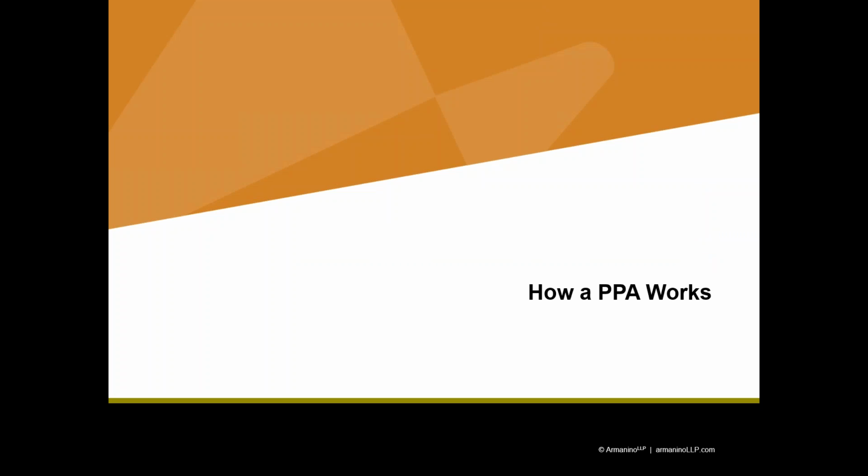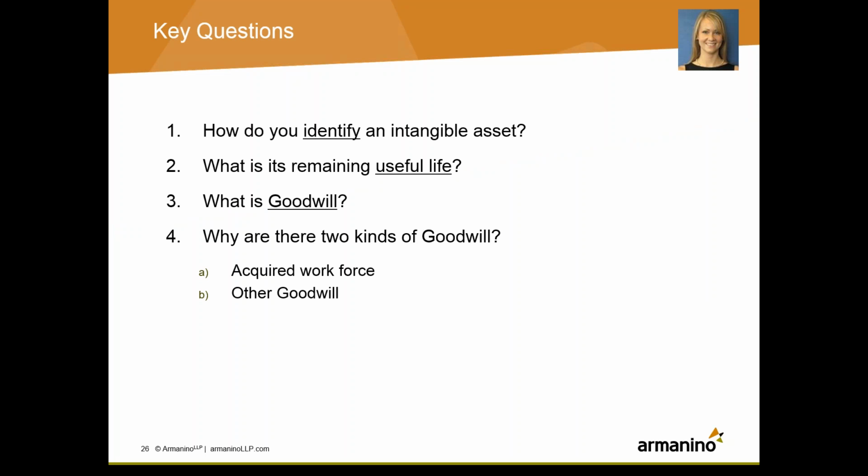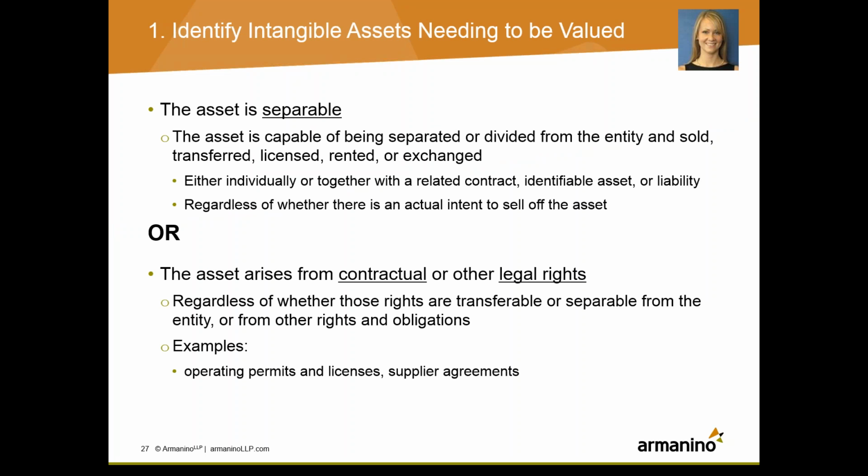All right, so moving on, now we'll take you through how a PPA works. So here we have our four main ideas. How do you identify an intangible asset? What is its remaining useful life? What is goodwill? And why are there two kinds of goodwill? And we'll go through this here.